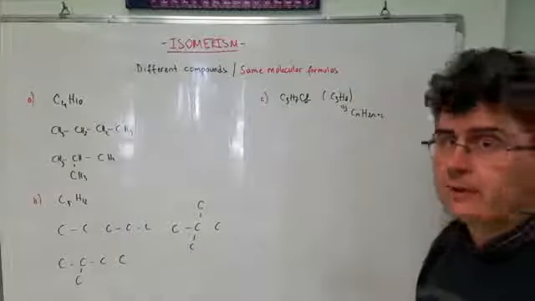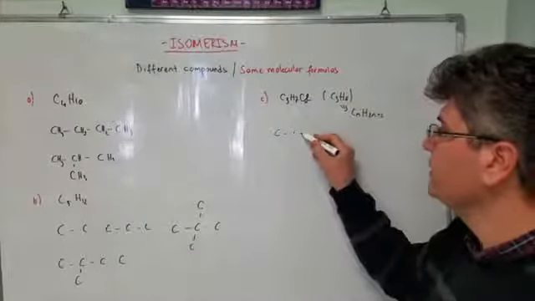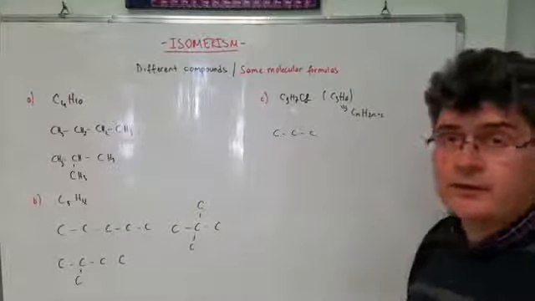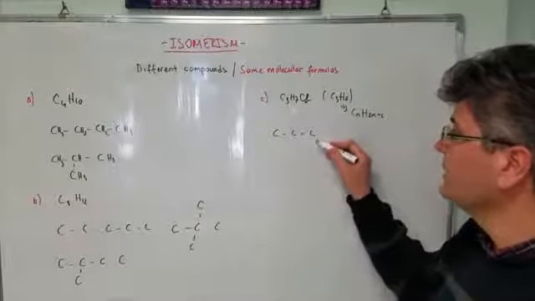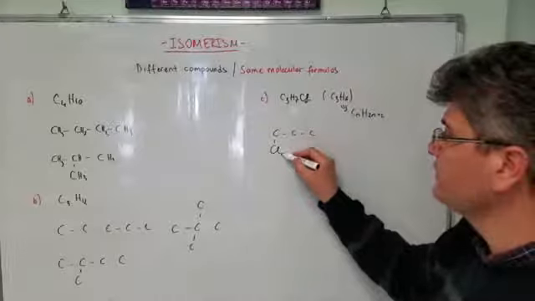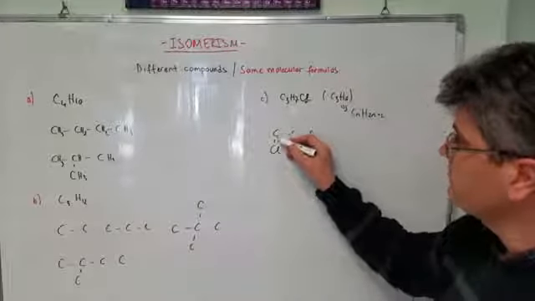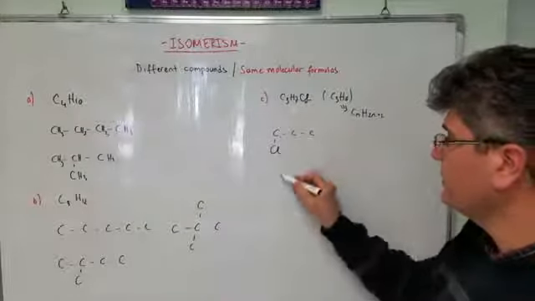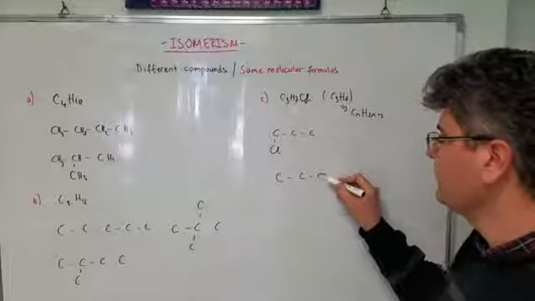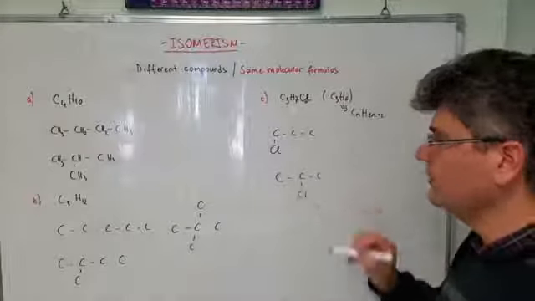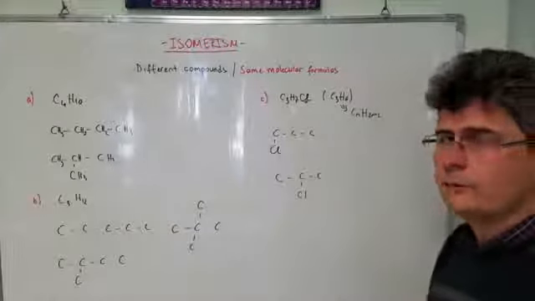So all the bonds between the carbon atoms are single bonds. So I have 3 carbon atoms with all single bonds. Then I can put my chlorine in here. So this is going to be 1-chloropropane. But it is also possible to draw the same chain like this, 2-chloropropane.